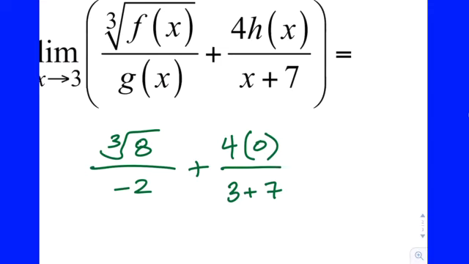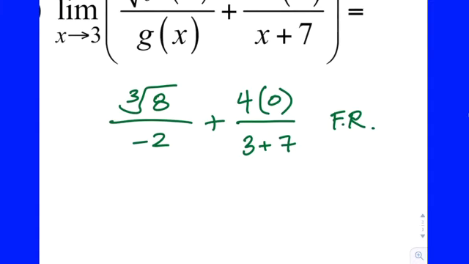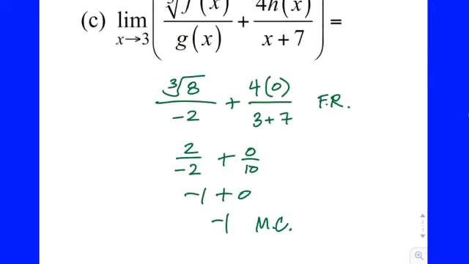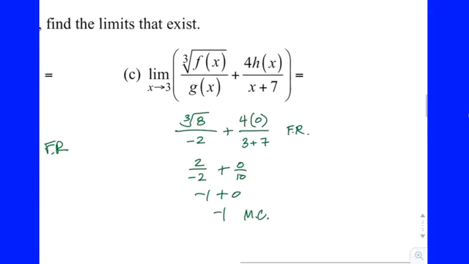Now, if this were a free response, could you stop here? Yeah, as long as it's a number that actually exists, you could stop there. If it's a multiple choice, you can keep going. That's going to be 2 over negative 2 plus 0 over 10, which of course then is negative 1. 0 divided by any non-zero is 0, so the answer is negative 1. You would want to be careful if that expression up there was actually non-existent. Then if you leave it like that and don't say D and E, now it's wrong.